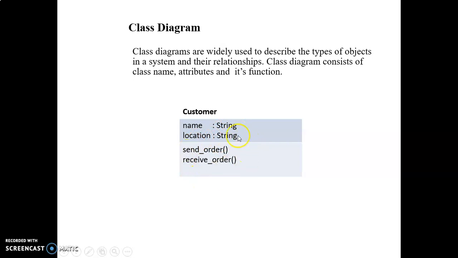In the third section we have to write down the class function. That means which function that class is performing. The customer's functions are sending order and receiving order, so I have taken these two functions. As we have taken them as functions, I have written them in function format, with bracket open and bracket close. So first we write the class name, then the attribute names, then the function names. Functions mean which function that class is performing.